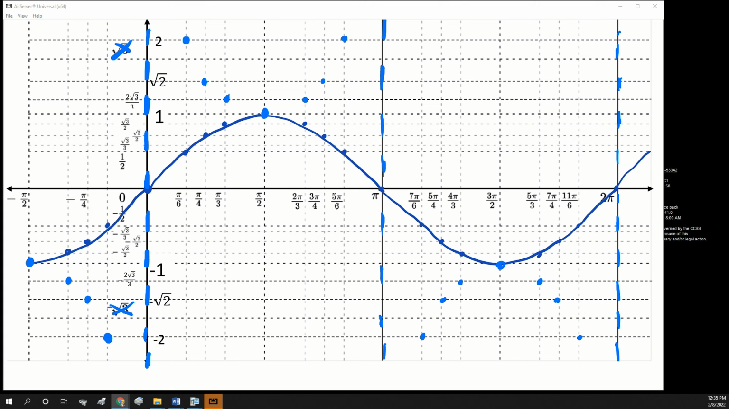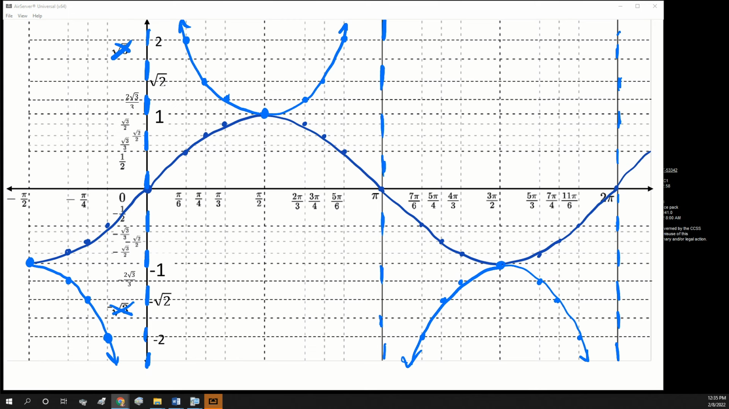I should have used colors that were more different than these two. Okay, so this is what your points should look like. And then I'm just going to connect them. So it's going to be a bunch of little parabolas. So the lighter blue is the graph of the cosecant of x.